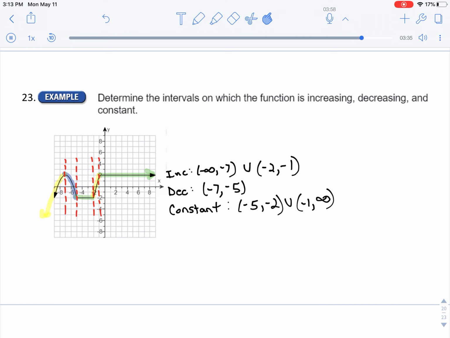So just a couple of reminders: the function is increasing when you draw it and your pencil goes up. It's decreasing if your pencil goes down, and it's constant if it's not going up or down and just moves side to side. Always parentheses, no brackets ever when you're doing increasing, decreasing, and constant, and always the x values.